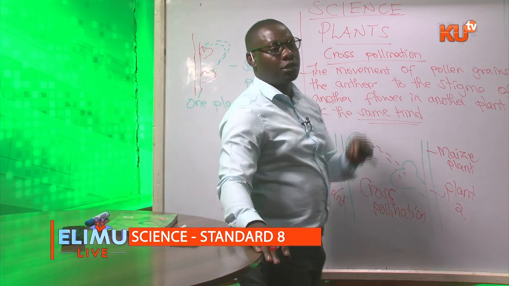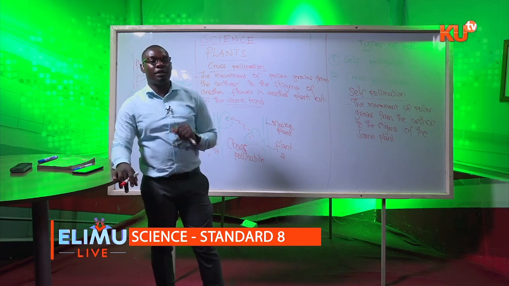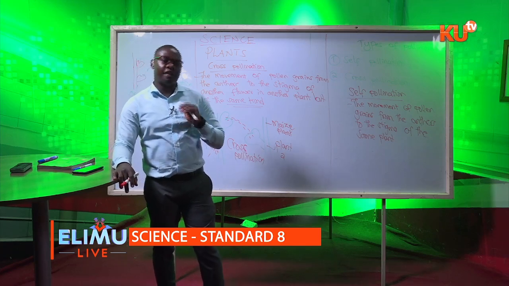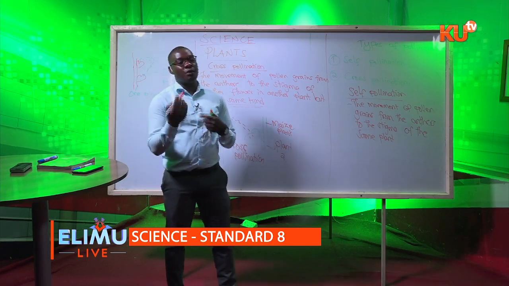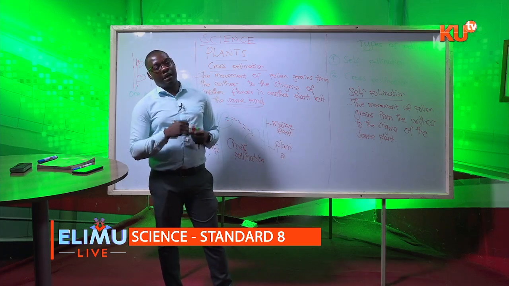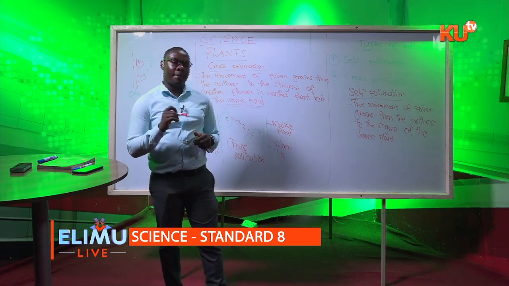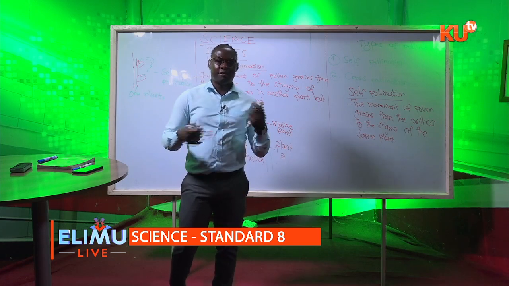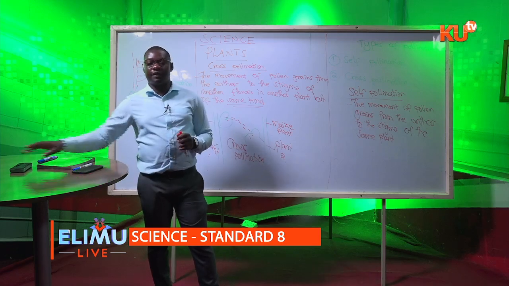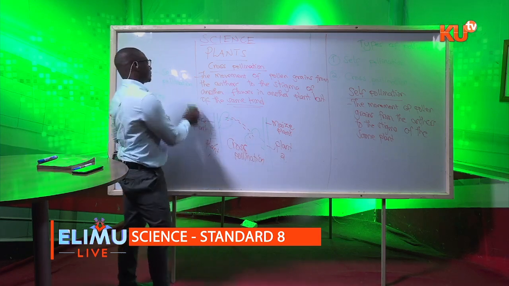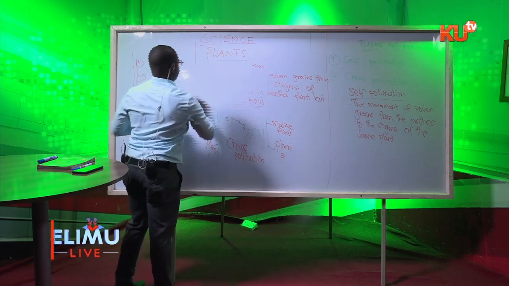So that is about pollination, cross-pollination, and self-pollination. The cross-pollination can either be by wind or insect. Self-pollination is mainly by insect. That gives us the pollination. So let's look now at the process of fertilization in plants.